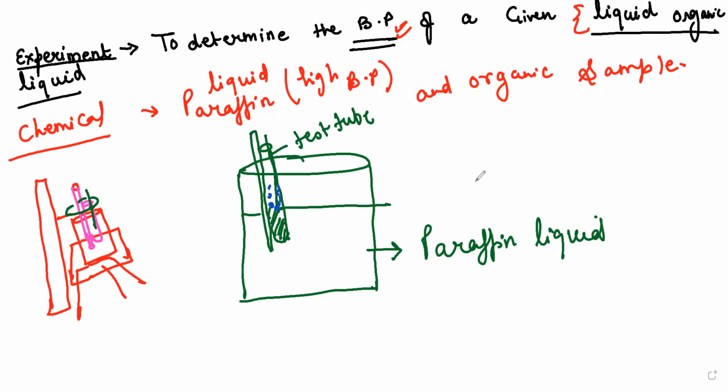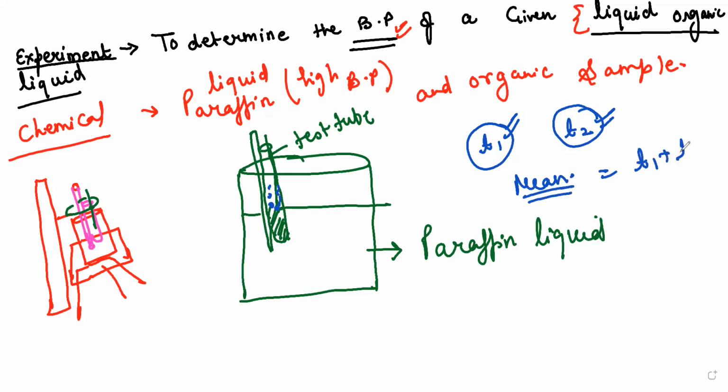So we have to take note of two temperatures. Again, that is T1 and T2. T1 is the temperature when the bubbles have just started to form, and T2 is the temperature when the bubble formation is too much and it is about to just stop. So that is the other temperature, T2. So you have to make sure that you note two readings. And now, obviously, again, you have to take the mean. So the mean will be T1 plus T2 divided by 2. That is going to give us the average temperature.